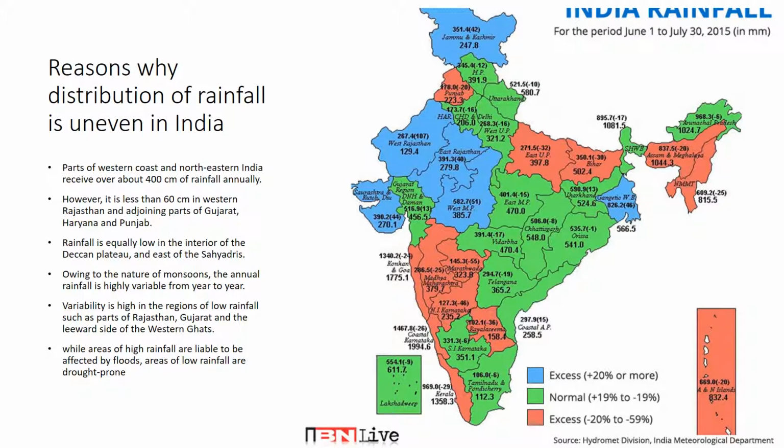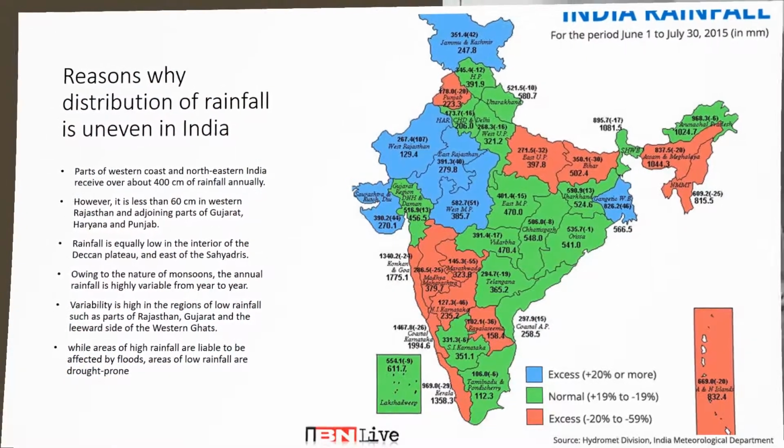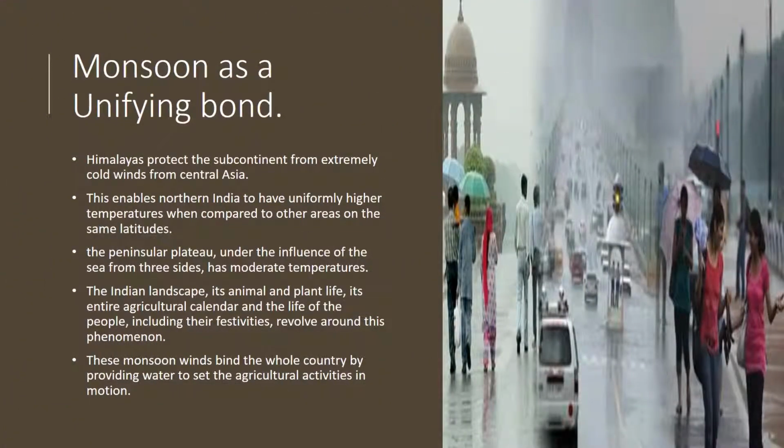Owing to the nature of monsoons, the annual rainfall is highly variable from year to year. Variability is high in the regions of low rainfall such as parts of Rajasthan, Gujarat and the leeward side of the Western Ghats. While areas of high rainfall are liable to be affected by floods, areas of low rainfall are drought-prone. Monsoon is a unifying bond.